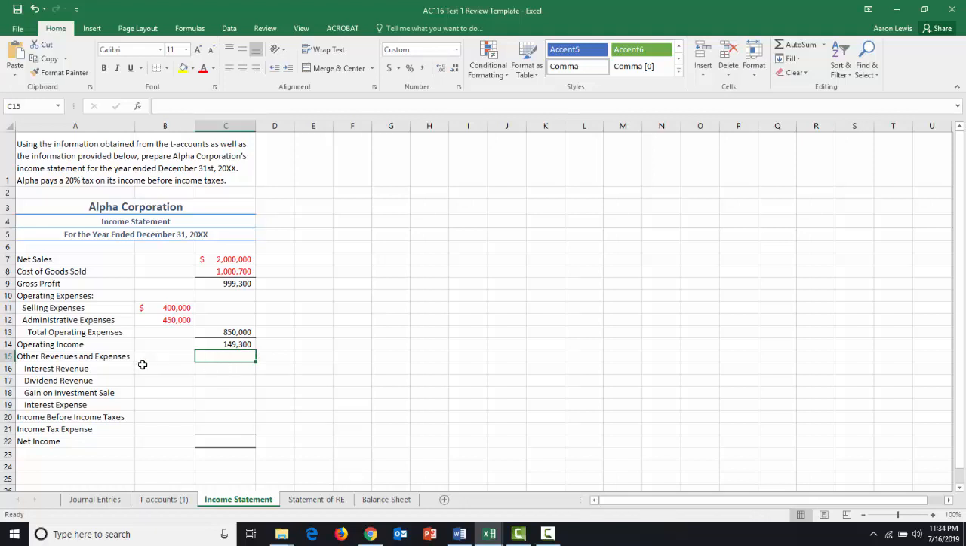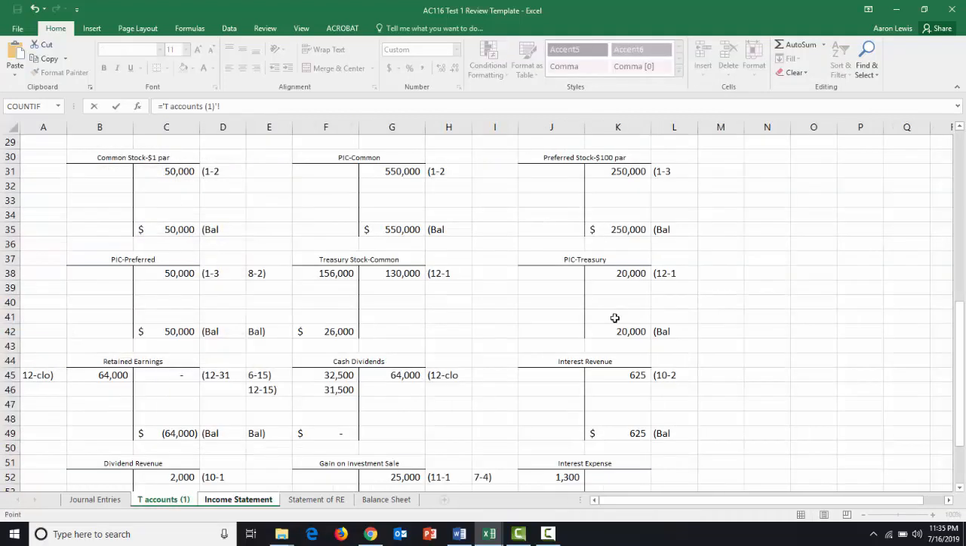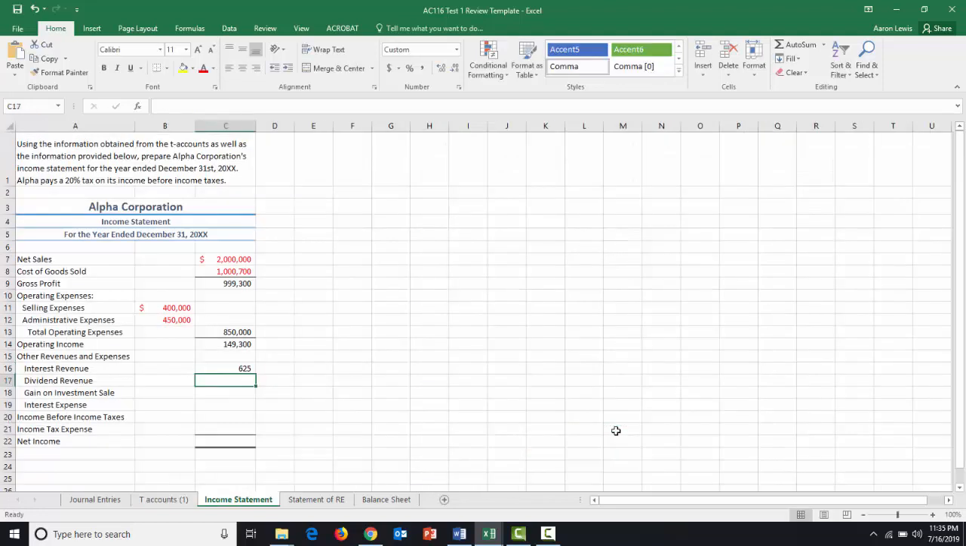Next spot is our other revenues and expenses, the first one being interest revenue. So for interest revenue, we have a T account for this. We're going to hit equals. We're going to go to our T accounts and find out what the amount of interest revenue we had was. Well, we can see over here, our balance for interest revenue was $625. Let's click on that balance, get the little green line spinning, and hit enter, and it brings the $625 over to our income statement.